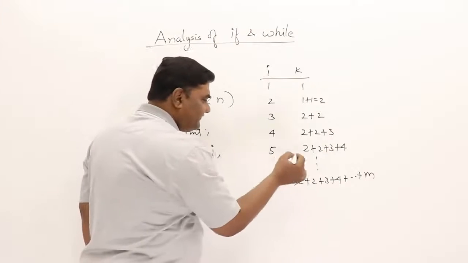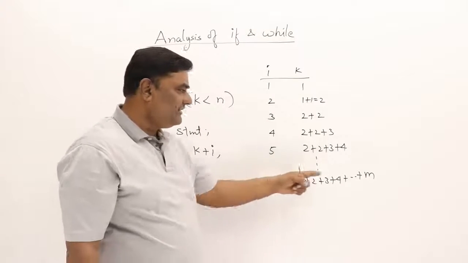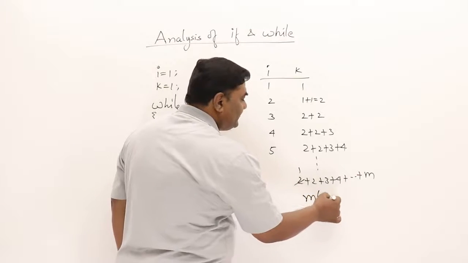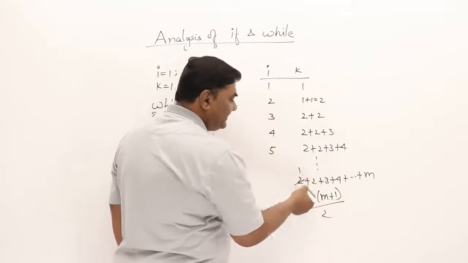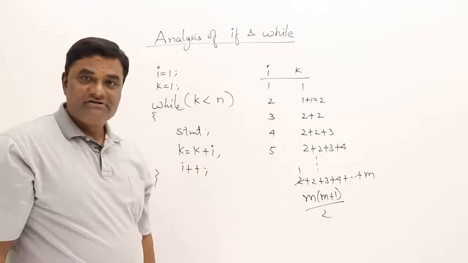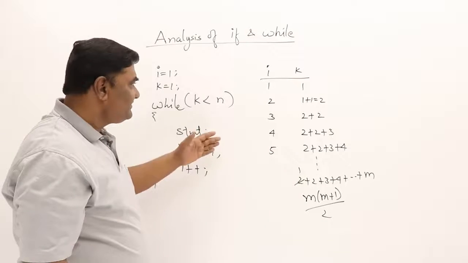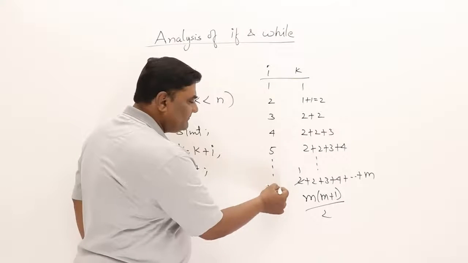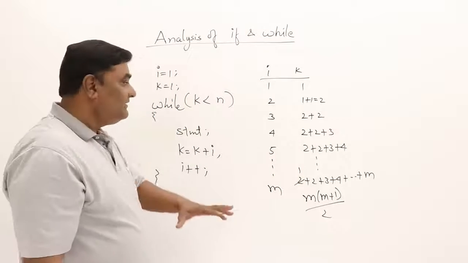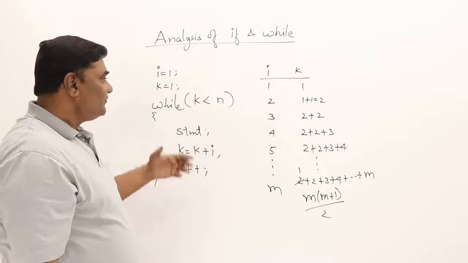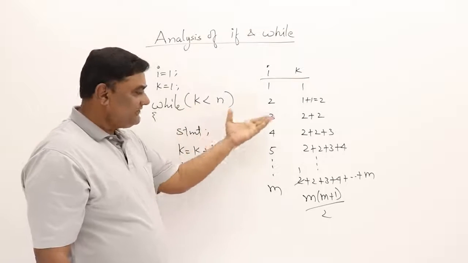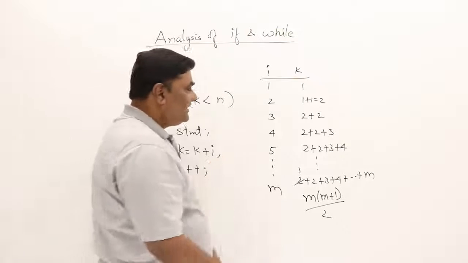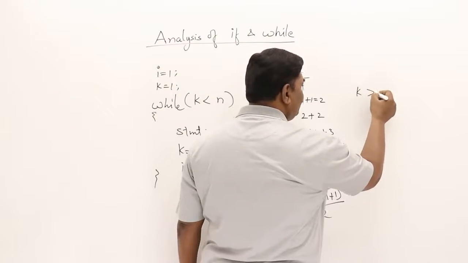If I make this as 1, then you can see that is sum of n natural numbers. So this will be m into m plus 1 by 2 roughly, plus 1 extra. Roughly it is this much. Now this is k value will be this much, right? It has gone till m and k value is this much, and let us assume it has stopped. So what is the condition? k is less than n, it will continue. When k becomes greater than or equal to n, it will stop. So I assume that k became greater than or equal to n.